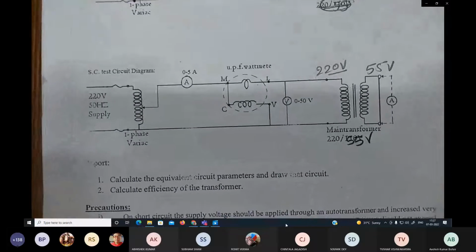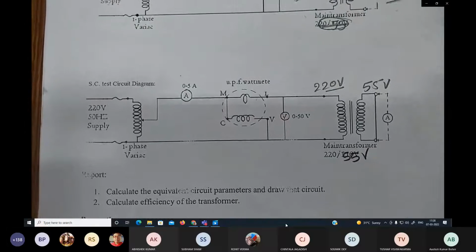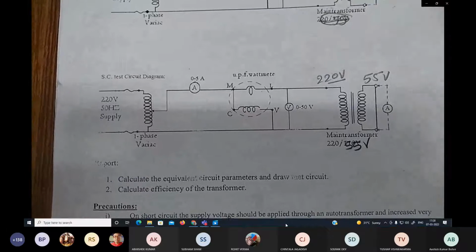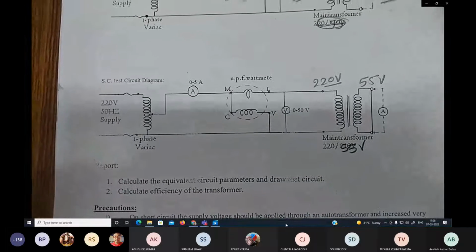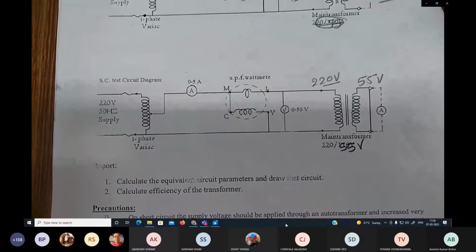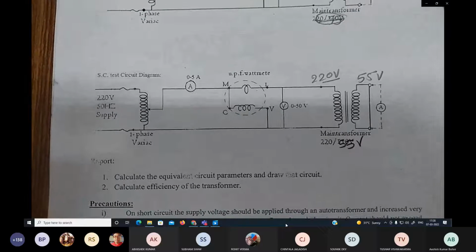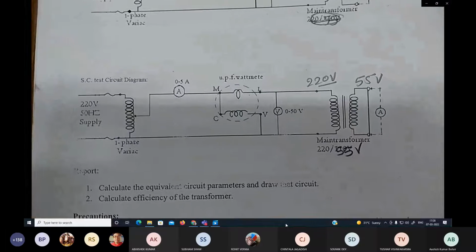As already explained in the theoretical discussion classes, the short circuit test is conducted to estimate the full load copper loss. There are two windings, so there will be two losses, primary copper loss and secondary copper loss, and the wattmeter used in this experiment will give the reading of the total copper loss, that is primary copper loss plus secondary copper loss. Here the primary winding will be the high voltage side winding.